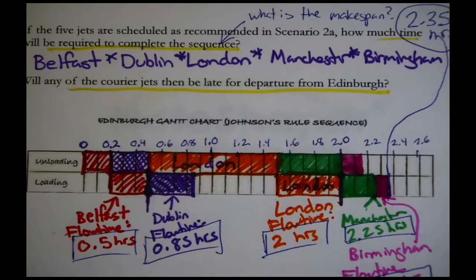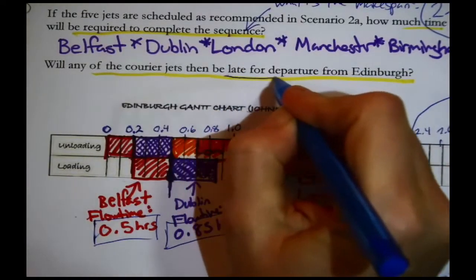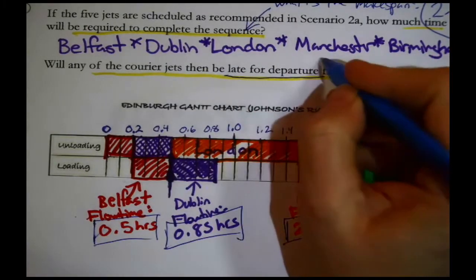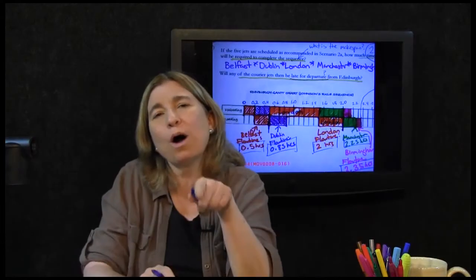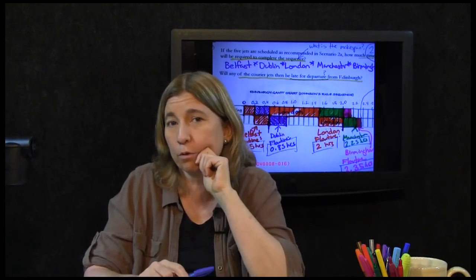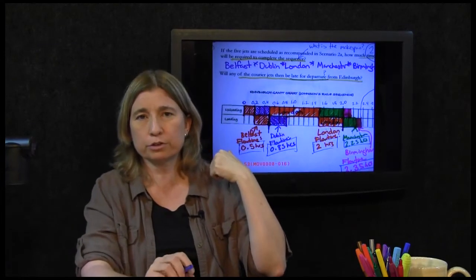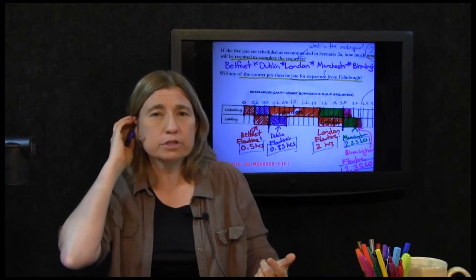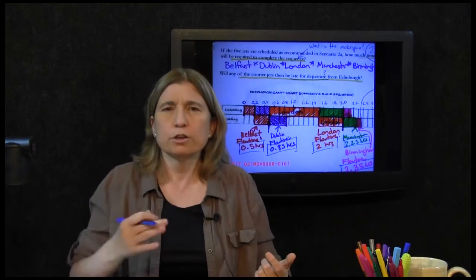And that was the other question, though. Will any of the courier jets be late for departure? We have what we need here to answer that question. We need to know, though, what did we promise in terms of departure for each of these 5 jets? That was supplied in the earlier scenario. We've actually been working with that data for a while. It's not pre-printed on this particular note frame, but I have it. I wrote it in my notes, and you can look it up in the previous scenarios.